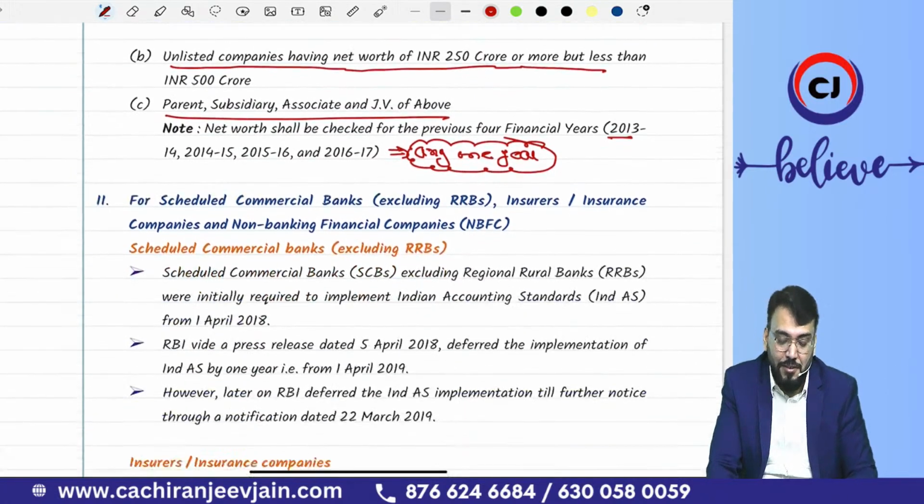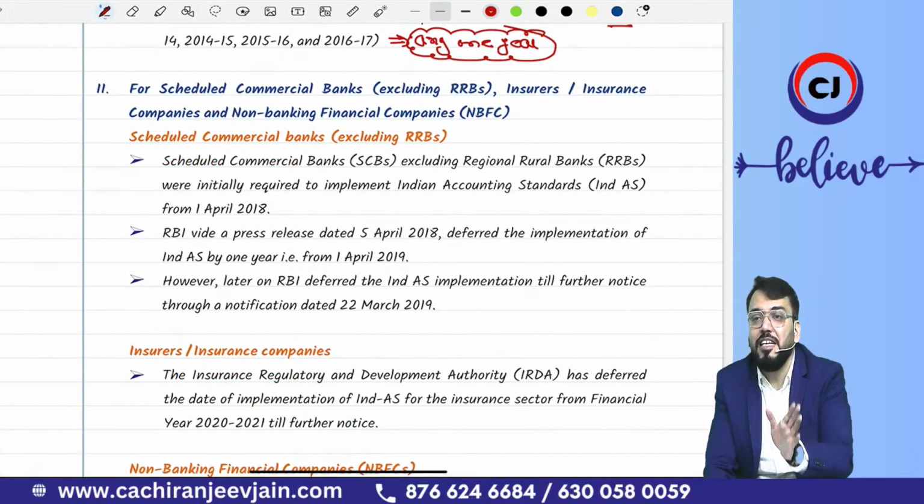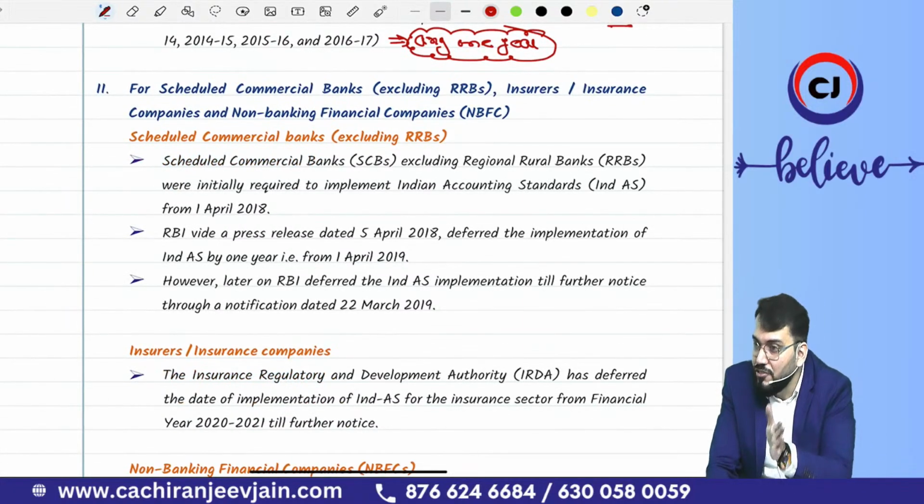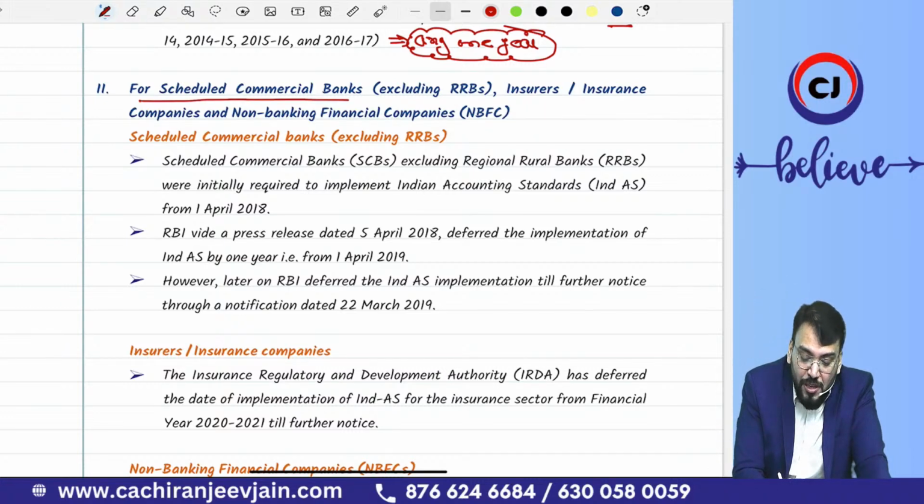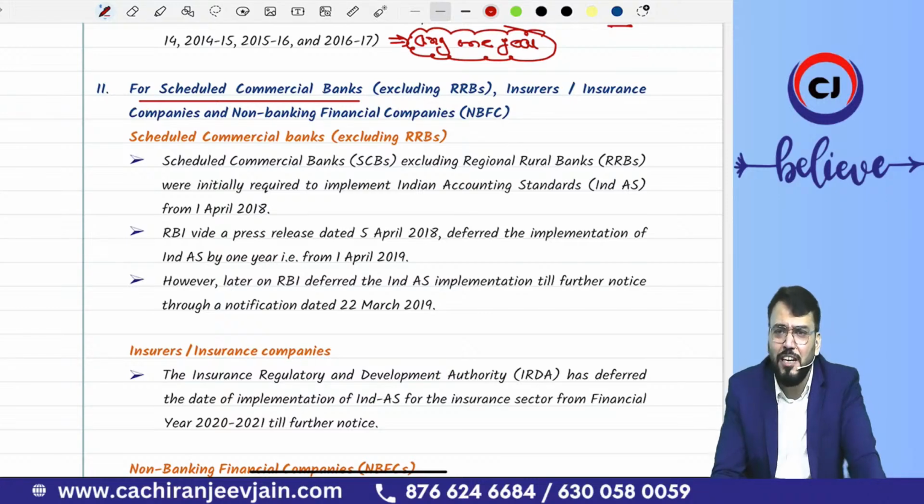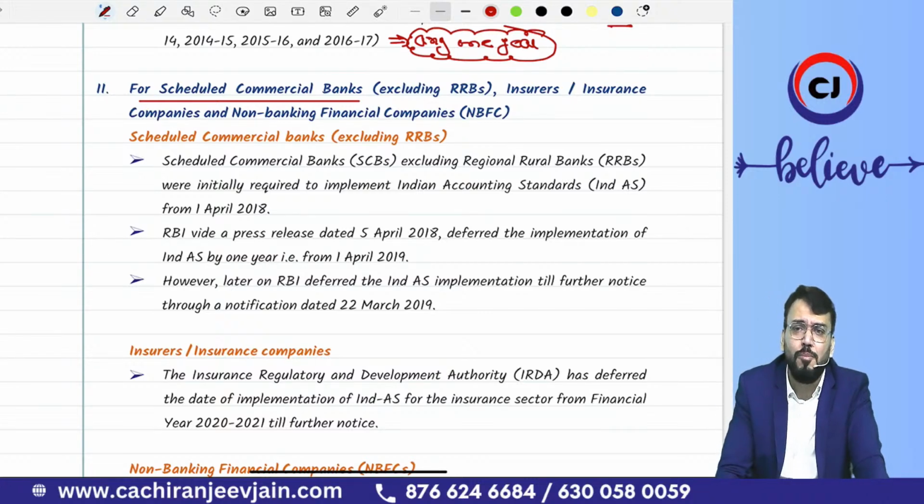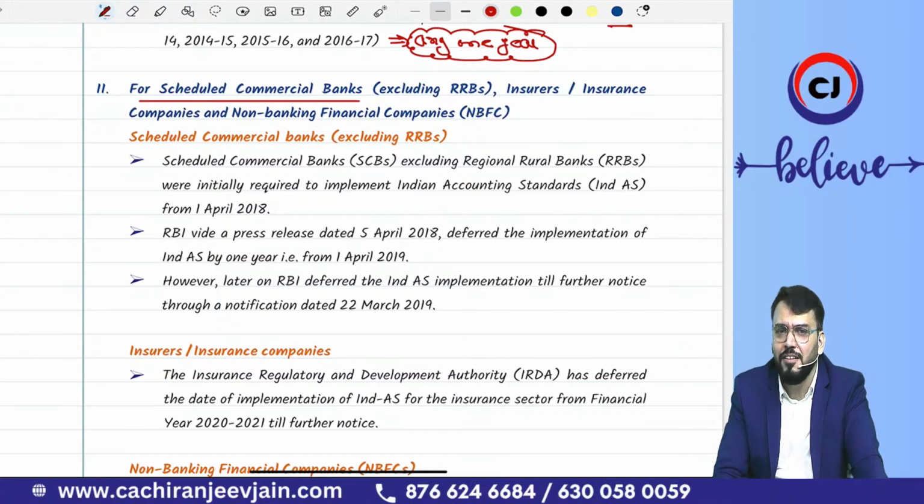Correct. Then the next rule has been given for banking companies, insurance companies and NBFCs. Correct? So first, scheduled commercial bank. Scheduled, you know about scheduled bank? You have banking companies also, na? In the earlier course, it has now been deleted. You used to have it, so you have done banking company. So there you have done scheduled bank, na? So what do you mean by scheduled bank?